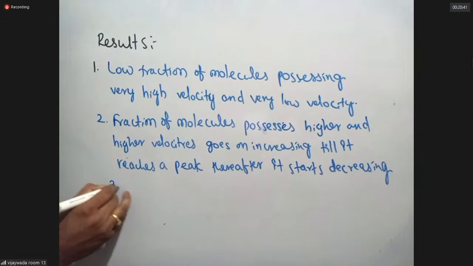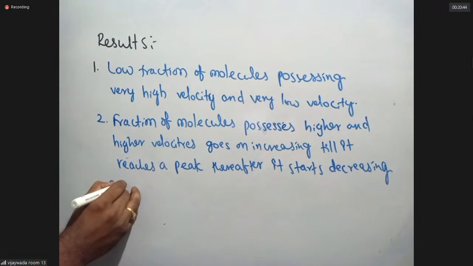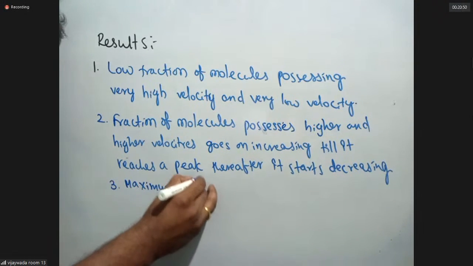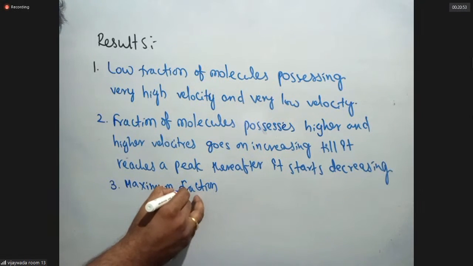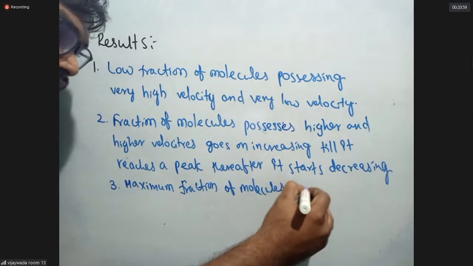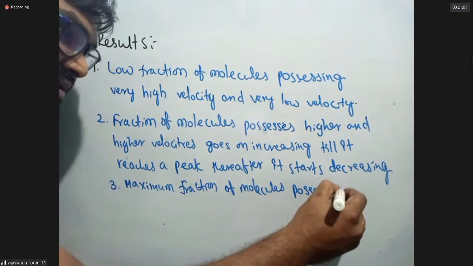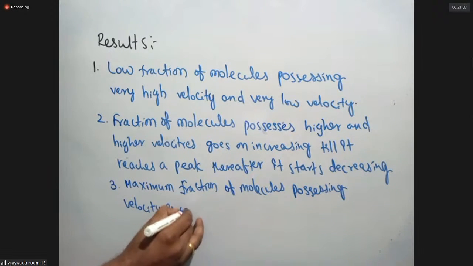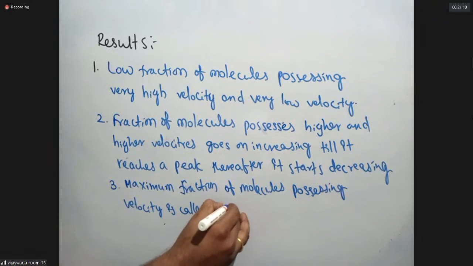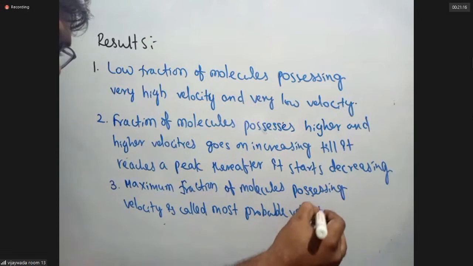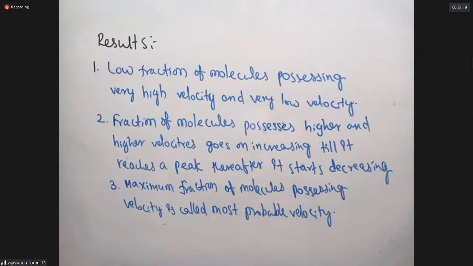Next, the maximum fraction of molecules possessing a velocity is called the most probable velocity. So these are the results from the distribution curve.